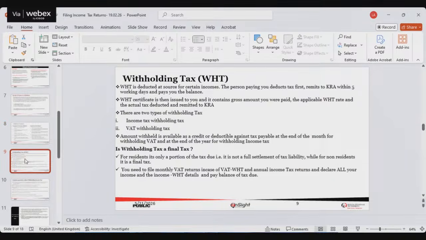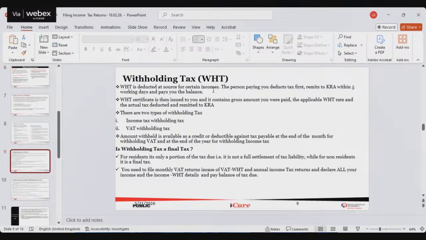So allow me to digress a bit, and I want to talk about withholding tax. Withholding tax will apply to that organization or that individual who provides certain services, and a certain amount of taxes will be withheld from them. This can apply to you as an individual: you can have supplied certain services and a certain amount of taxes was withheld. When the amount was being paid to you, you realize that a portion of it has been withheld and paid directly to KRA.